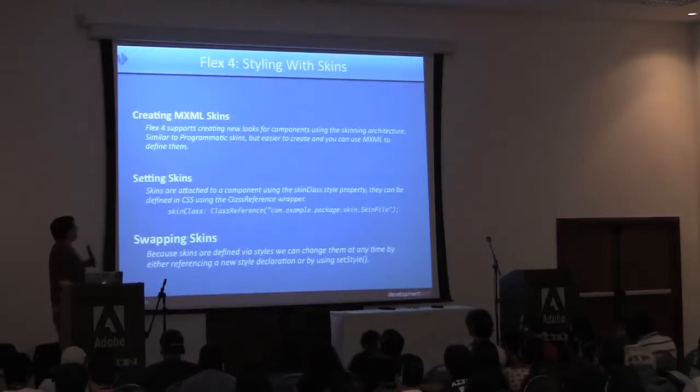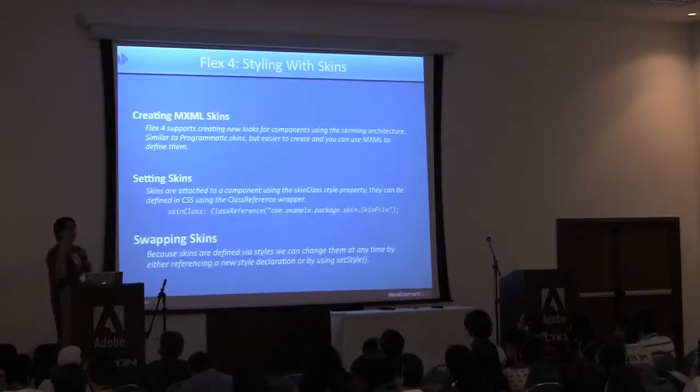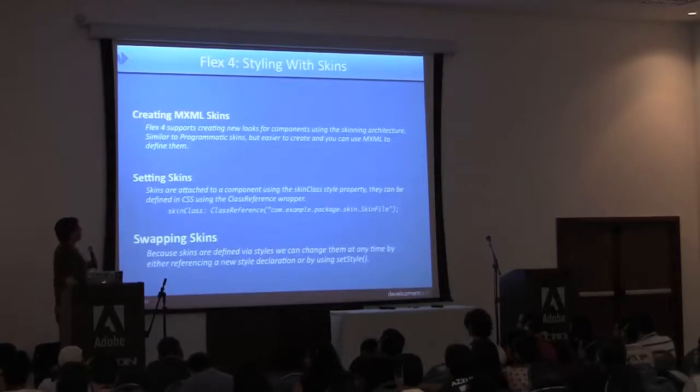But that's not exactly always the most efficient thing you want to do. You know, you want to be able to change the background color. Well, why would I want to create a whole new skin just to change the background color of this component? It doesn't make sense. It's just too much work, too much code, too much replication. So what we can do is actually use CSS to change those properties.